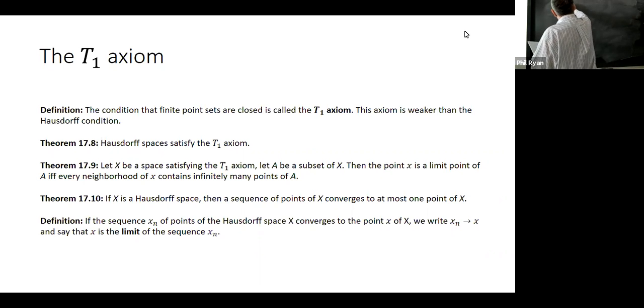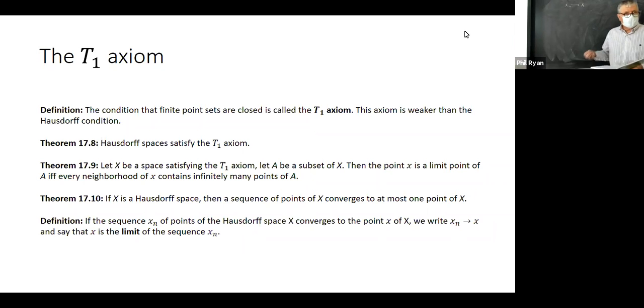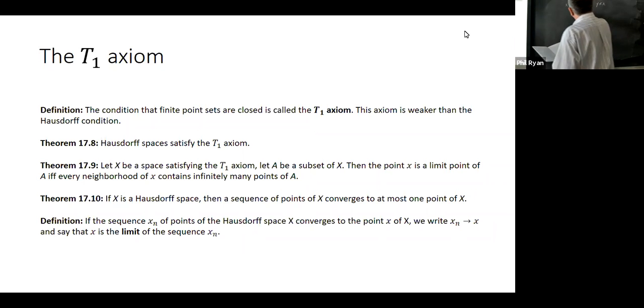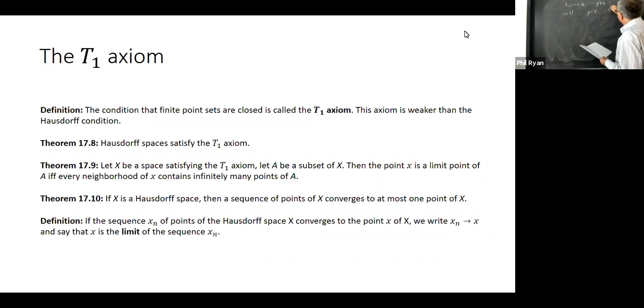So let's say we have xn going to x. Oh, so this is some definition here. If we have a sequence which converges to a point x, then we just write this as per usual, and we call x the limit of that sequence. So the whole idea of a limit makes sense in Hausdorff spaces, where it doesn't really in non-Hausdorff spaces. So let y be another point not equal to x. Since it's Hausdorff, x belongs to some U and y belongs to some V, so U, V disjoint open sets.